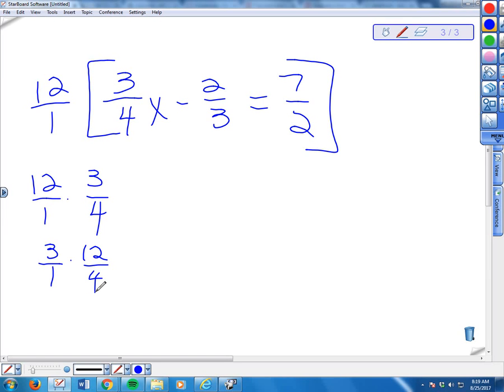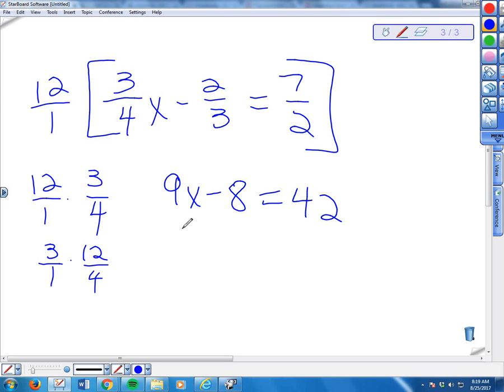That's the way I do my fractions when I multiply in my head. I try and simplify it first. But you could multiply across 36 divided by 4. That's also 9. Okay? So I have 9x. 12 times 2/3 is either 24 thirds, or recognize that 12 over 3 is 4 times 2 is 8. Either way, you get 8. Okay? And 12 times 7 halves is 6 times 7, right? 12 over 2 is 6 times 7 is 42.